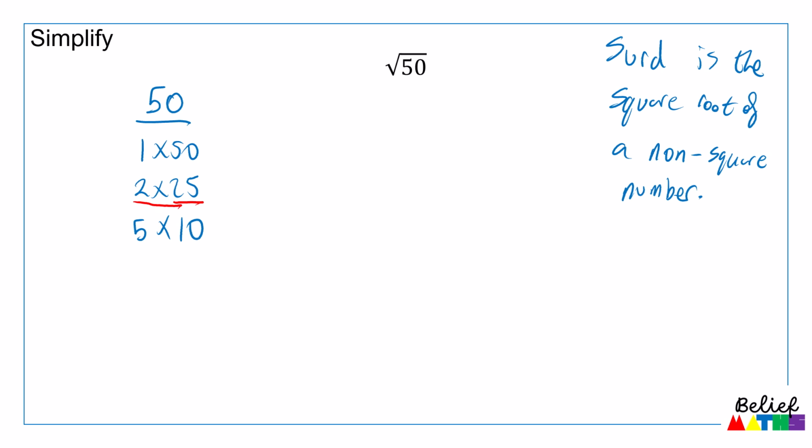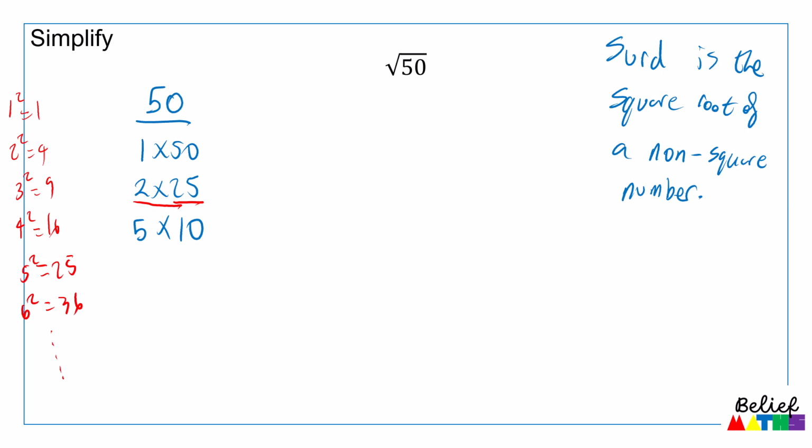Remember, if you don't know your square numbers, you can list them at the start. So 1 squared is 1, 2 squared is 4, 3 squared, 9, 4 squared, 16, 5 squared, 25, 6 squared is 36, etc. And you can keep going like that. You should know the first 15 square numbers to allow you to do any question in GCSE Maths on a non-calculator paper.